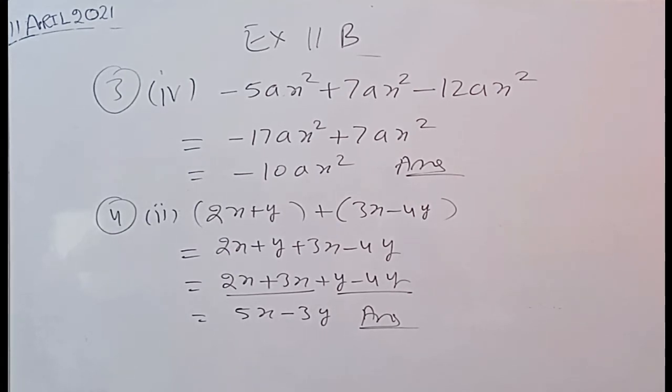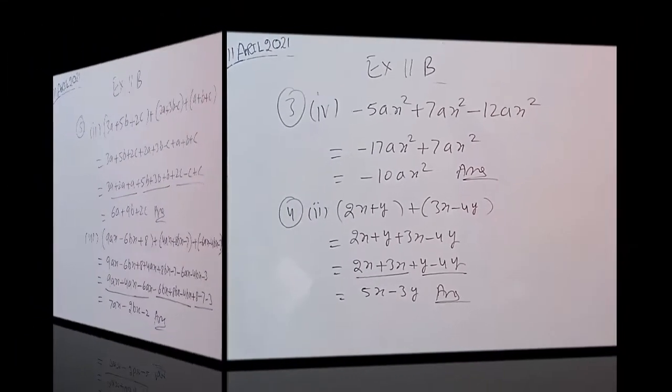Now I am taking question number 4, second part, in which we have to add 2x plus y and 3x minus 4y. So write as it is in the bracket, write the positive signs. Collect the like terms, 2x plus 3x plus y minus 4y. Solving, 2x plus 3x gives 5x. Y minus 4y gives minus 3y, because minus 4y is greater than y, so it becomes minus 3y. So in that manner you will do question number 3 and 4.